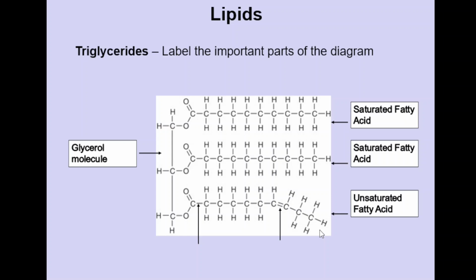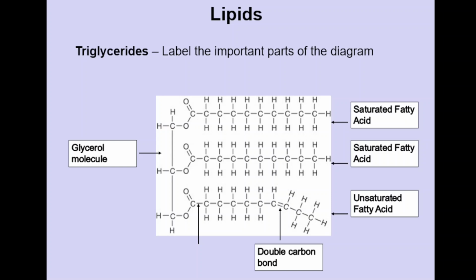Why is this an unsaturated fatty acid? It's because of that double carbon bond within the fatty acid chain. Where you get the double carbon bond, you get a kink in the chain, which means that they are unable to pack together tightly. So they are typically liquid at room temperature, and we would refer to them as oils.